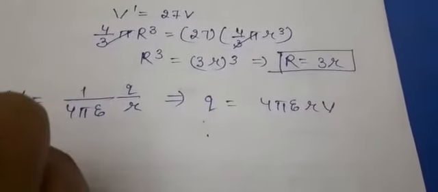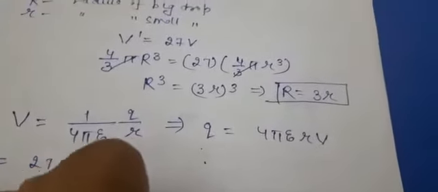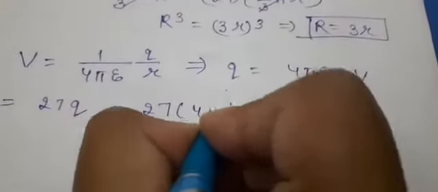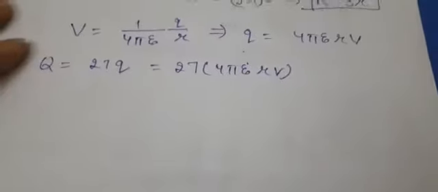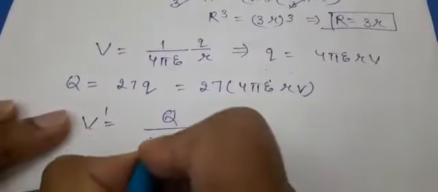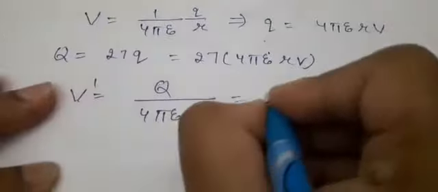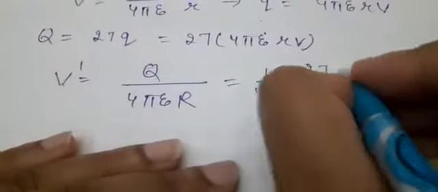So we have a total of 27 drops. The total charge of 27 drops will be 27 into Q. So it will be 27 into 4 pi epsilon naught r into V. Now the potential of the big drop, that is V dash. Now apply the basic formula. The potential of the big drop should be Q upon 4 pi epsilon naught R. So now substitute the value of this capital Q, the total charge of all the 27 drops.